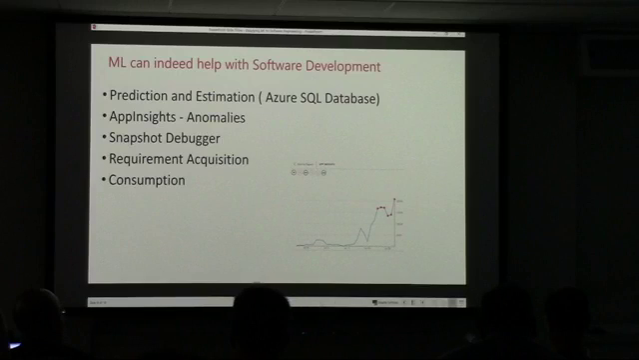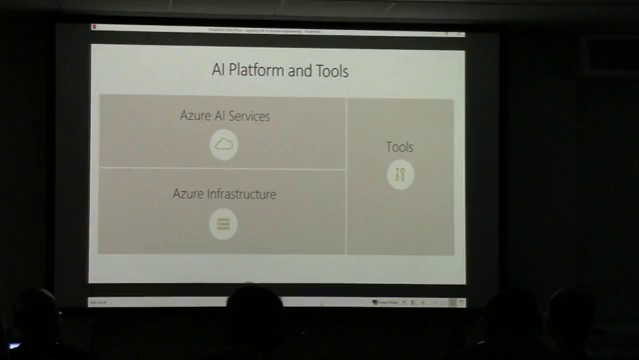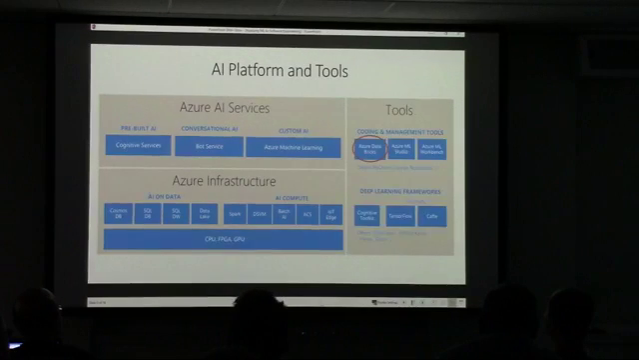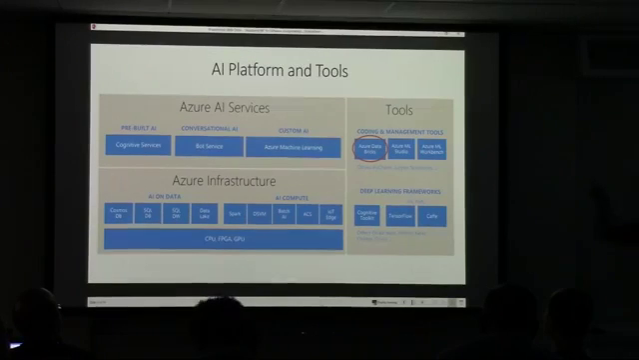So clearly there are examples of machine learning applied to software engineering. I'm going to skip this slide because Ashish just covered it. There are a number of platforms and tools, and let's just skip through that. I'm going to focus on one, which is Azure Databricks, and I'll show you some examples later on.